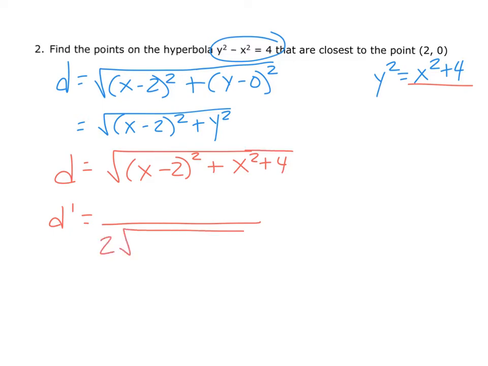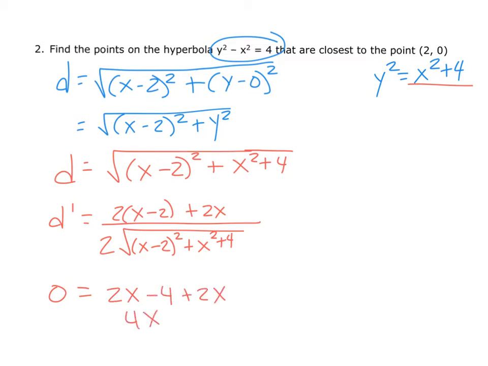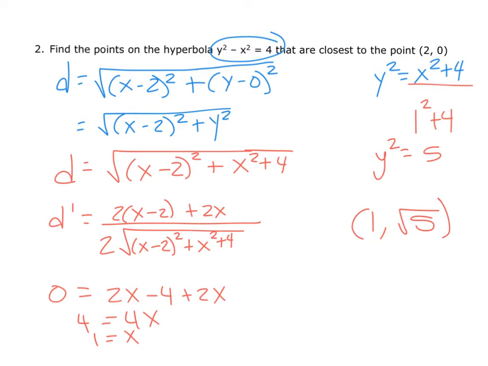So 2 times the square root. Honestly, I don't even write the bottom usually if this was for myself, because I'm going to ignore it anyways. Derivative of the inside goes on top: 2 times x minus 2 plus 2x. I'm going to set the top equal to 0. 2x minus 4 plus 2x. 4x equals 4, so x is 1. If x is 1, then I plug in 1 squared plus 4 is 5. So y is the square root of 5, or negative square root of 5, I guess. It doesn't actually matter, I don't think.